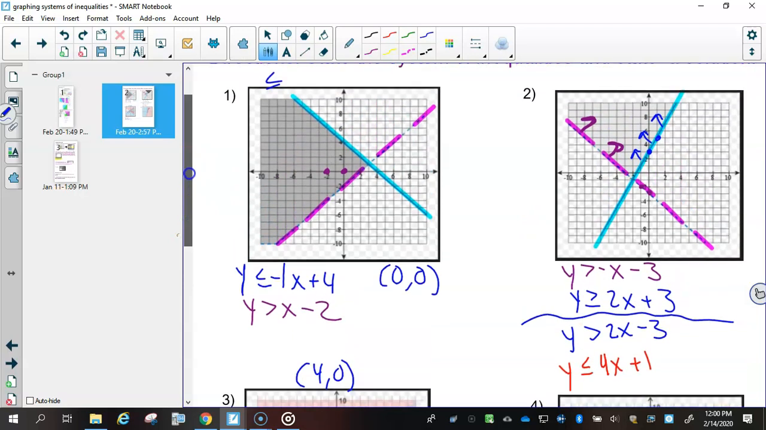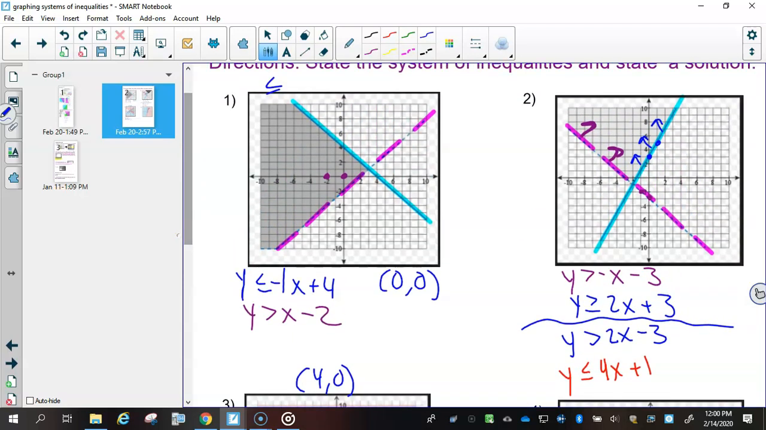Alright, the equations for number 2 were y is greater than negative x minus 3, and y is greater than or equal to 2x plus 3. Give me a solution for that one. Would 2, 3 work? It was negative 2, 3. Negative 2, 3 would work, yes.